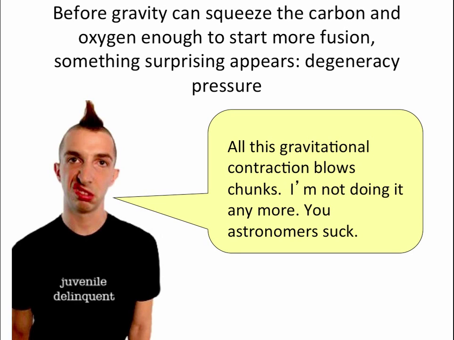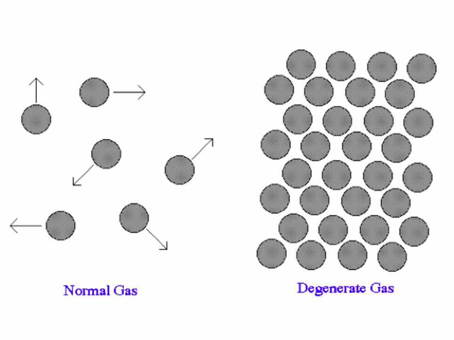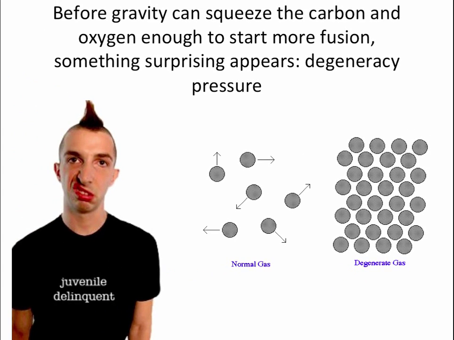So here's our typical degenerate explaining to us why it doesn't want to be squeezed anymore. It's done enough work. And basically, whereas in a normal gas atoms are flying all around, in a degenerate state they're packed so tight together that while it's still a gas, you can't press them any closer. This will stop gravitational contraction.